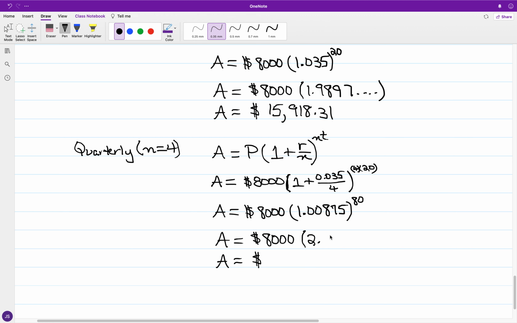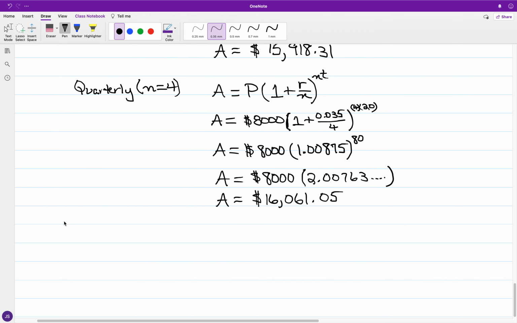Among the first digits, what I had here was 2.0076. And it's keeping what we have here and multiplying by $8,000. So you have about $16,061.05.